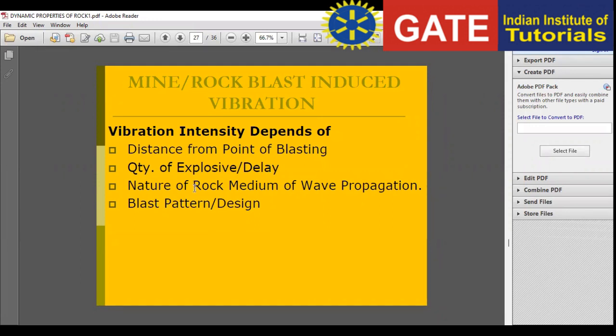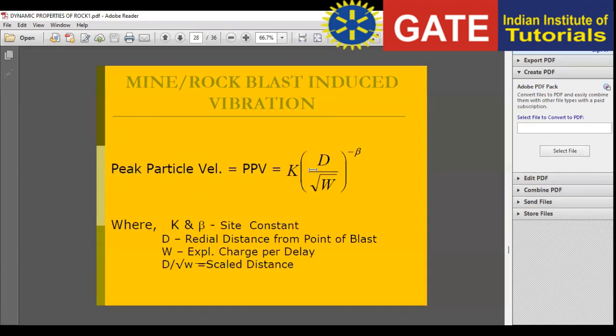Then the nature of the rock medium of wave propagation. The nature of the rock medium also affects the vibration, whether it is too much jointed or fractured, or whether it is a consolidated rock. Then the blast pattern and design also matter, whether you are going for the V pattern or diagonal pattern, or the point of initiation. These are the factors on which the vibration intensity depends.